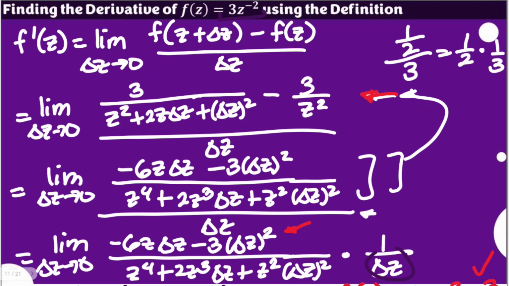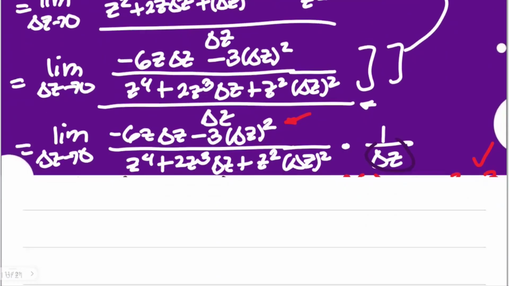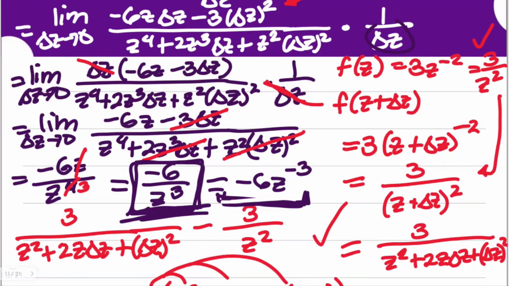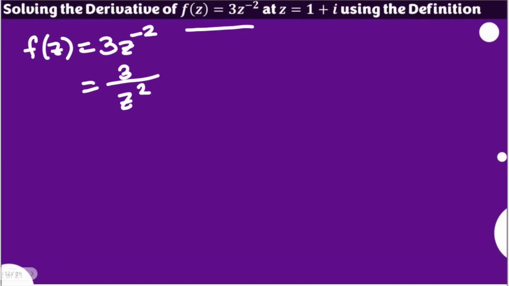That video contains all of these discussions, which yielded negative 6 over z cubed, or you could also have negative 6 times z to the power of negative 3. But of course, you would like to stick with the one with positive exponents. This is now the derivative. We had all of these processes in that specific video, so I'm not going to repeat that. I'm going to copy this here because this tells us the derivative of the given function: negative 6 over z to the power of 3.